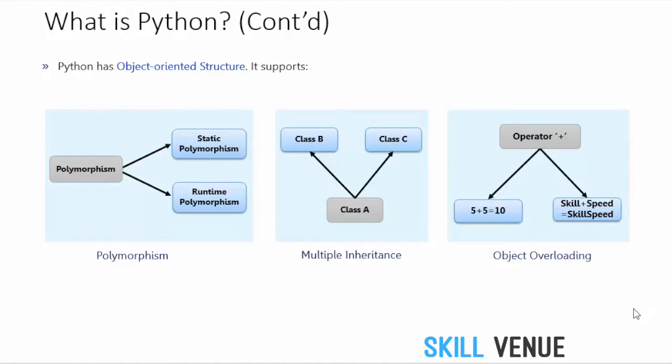Now, what is Python? As I've said, it is an object-oriented language. Since it is object-oriented programming, all three of the key features of object-oriented programming are satisfied in Python. Polymorphism is supported, multiple inheritance is supported, and operator overloading is also supported in Python.